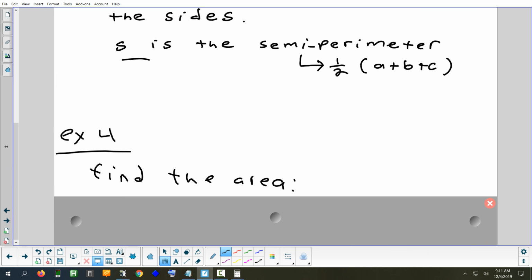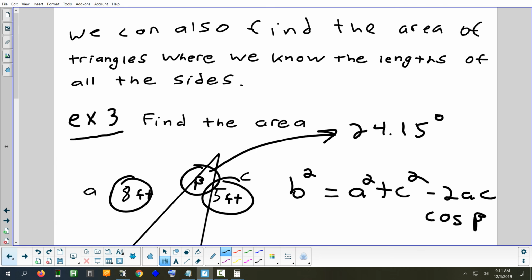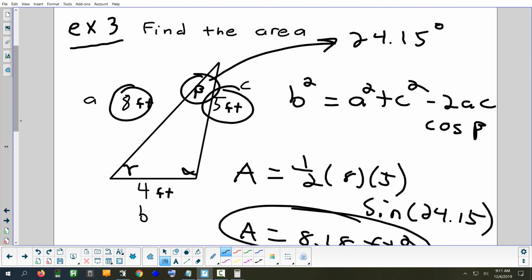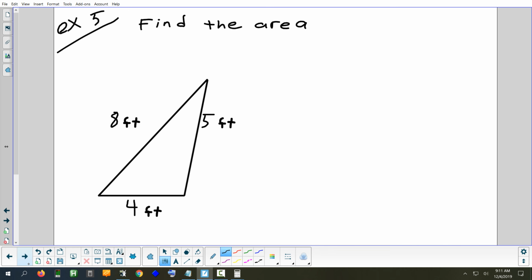Okay, so now I want to do the same problem we just did. So we had sides of 4, 5, and 8. So let's do the same problem, 4, 5, 8. Okay, we already know the answer. What did the answer come out to the last problem? 8.18. Okay. So keep that number in mind. Now let's see if that's what we got.